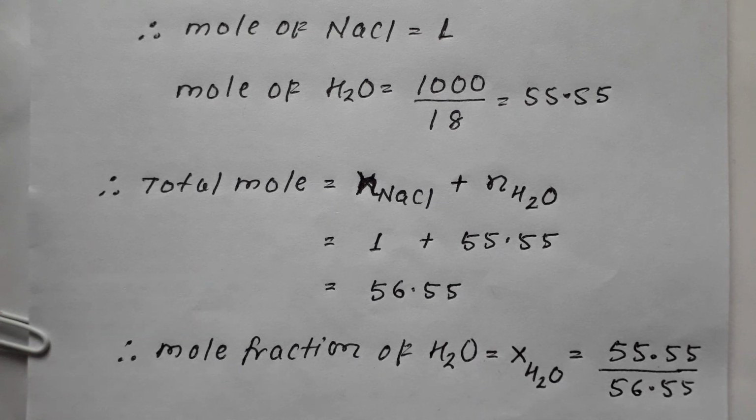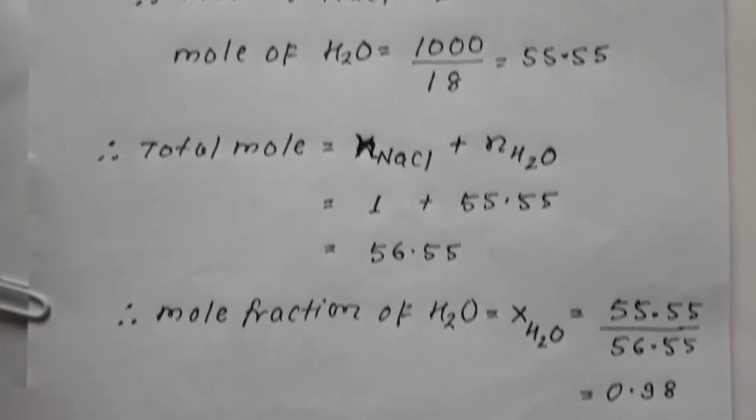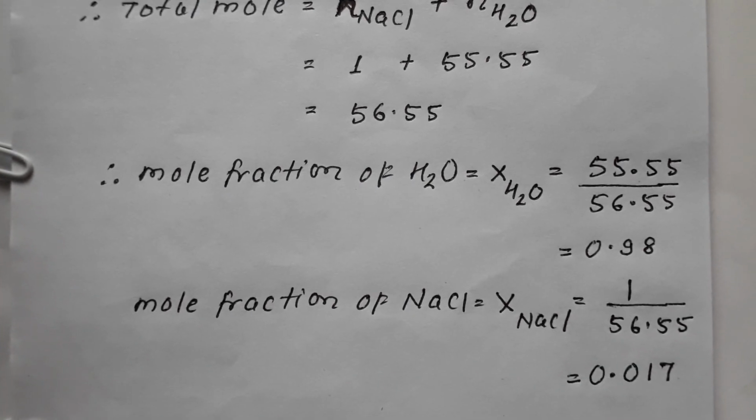Mole fraction of NaCl, which is the solute, is mole of NaCl, which is 1, upon the total mole 56.55. The value would be 0.017. So the mole fraction of water is 0.98, whereas the mole fraction of NaCl is 0.017. This is how we calculate it in the case of water.